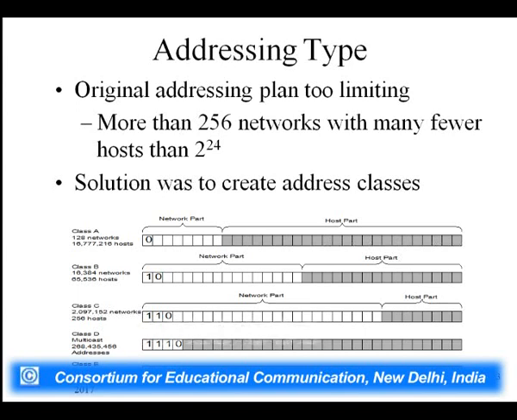So now, class D, 1110, that is called a multicast address. If all four bits are 1, that is called class E, which is a reserved address. That is how we classify now.